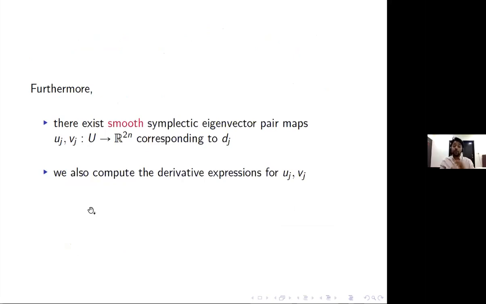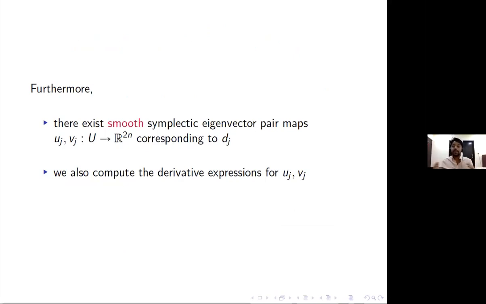Furthermore, we also prove that there exist symplectic eigenvector pair maps uj, vj, meaning for every p, uj(p), vj(p) is a symplectic eigenvector pair corresponding to the symplectic eigenvalue dj of p for all p in U. And we also compute the derivative expressions for these symplectic eigenvector maps.